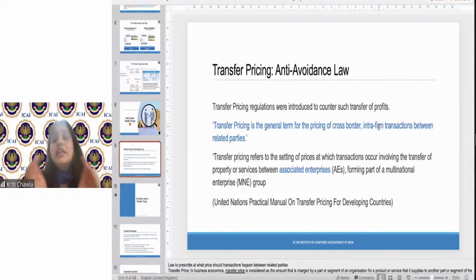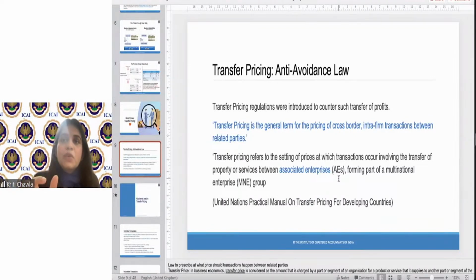But only if it is an intra-firm transaction, or a transaction between related parties, does transfer pricing come into play. So transfer pricing means the setting of prices at which transactions occur involving transfer of property or services between associated enterprises forming part of a multinational group. So you have to make sure that when there is an international transaction, it happens between related parties, or, we also call related parties associated enterprises. And I'm going to talk about associated enterprises in detail. That is where transfer pricing comes into play.